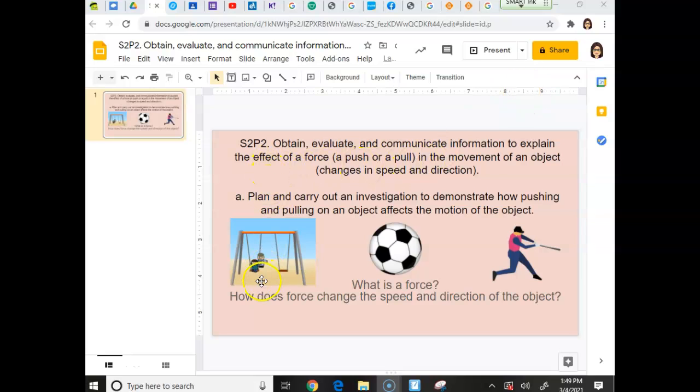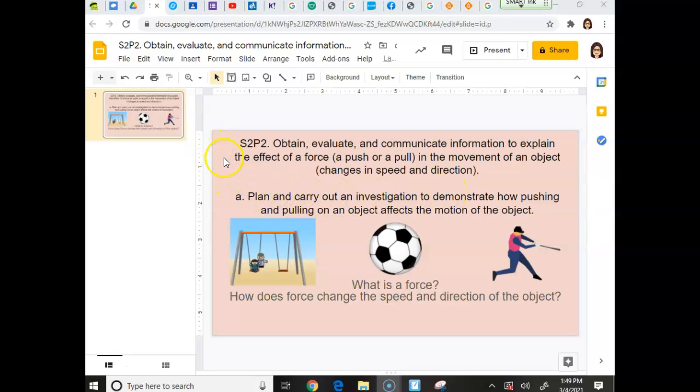Okay, guys, so we are working on force. What is a force? And how does force change the speed and direction of the object? All right, our standard tells us that we need to obtain, evaluate, and communicate information to explain the effect of a force. We know force is a push or a pull in the movement of an object. All right, and that means the change in speed and direction.